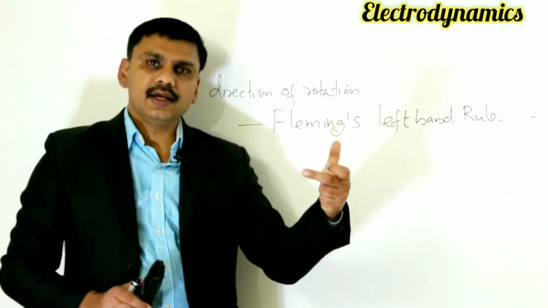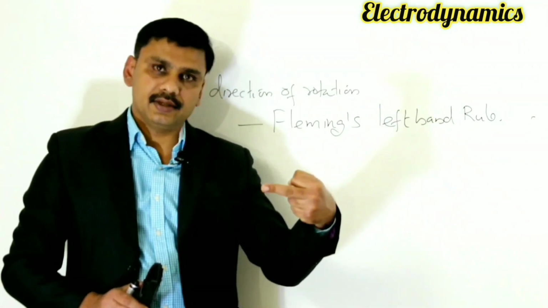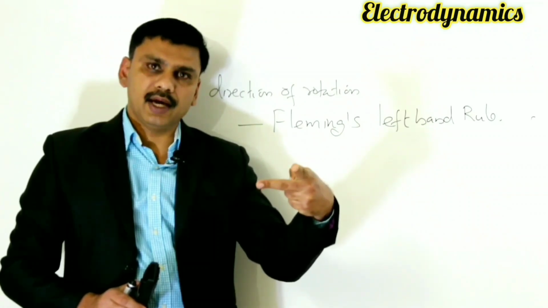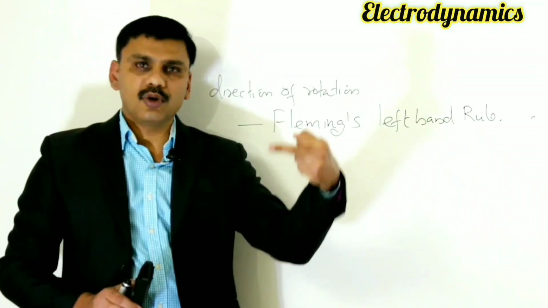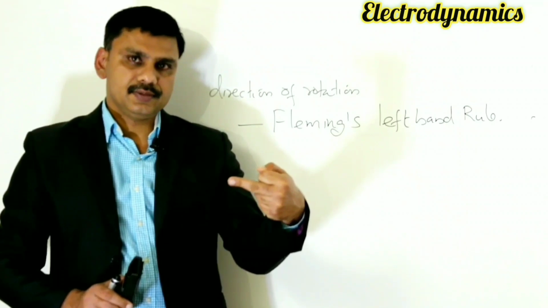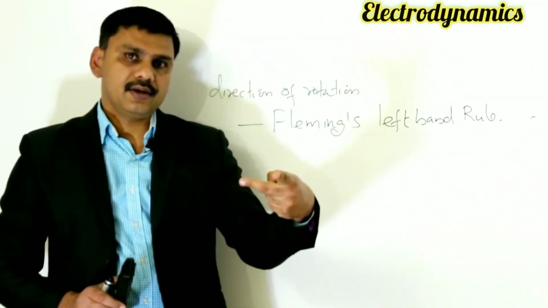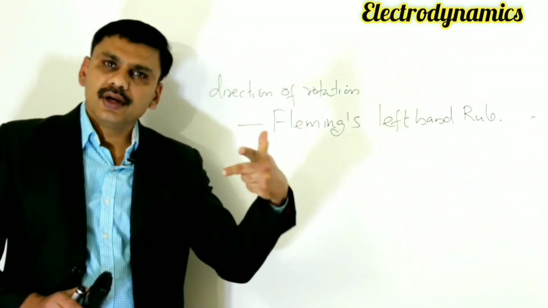A current carrying coil, that is the middle finger, placed in a magnetic field, that is the forefinger, it will rotate. You can remember like this. So that is the working principle of motor.